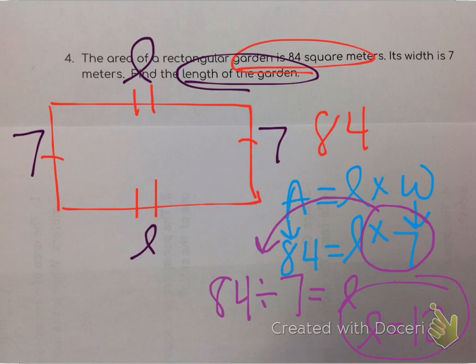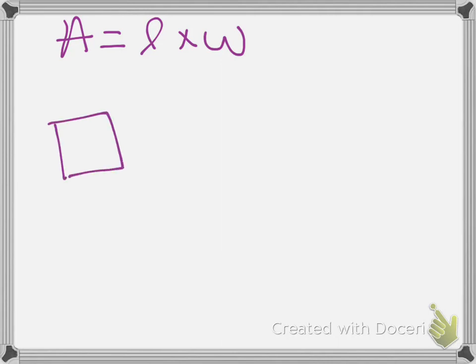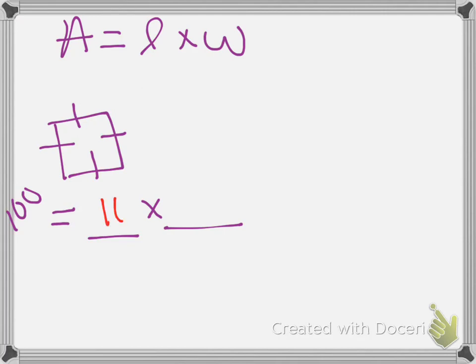A couple of things to take away from this video: when you are finding the area, we always use the formula, area equals length times width, and you always plug in the numbers that you know. With a square, you know that the length and the width have to be exactly the same, and that is going to equal a number. In our example, it was 100. We said, what number times itself equals 100? In our example, I used 10, so the length or the width would be 10.